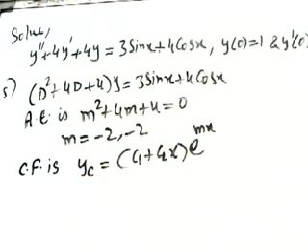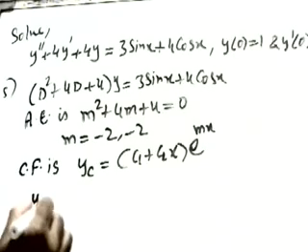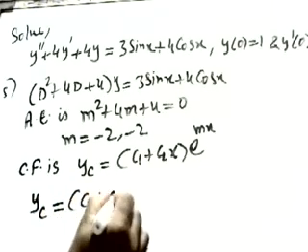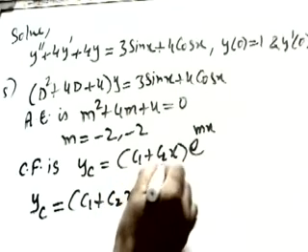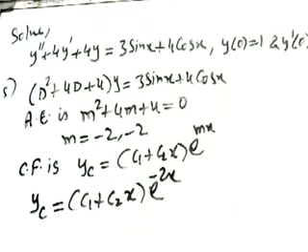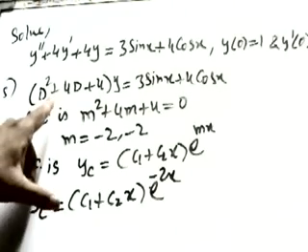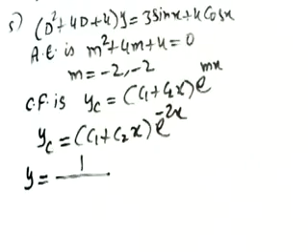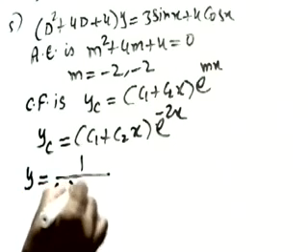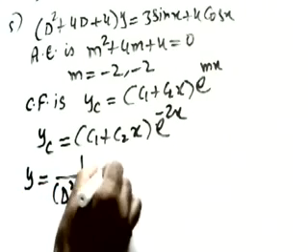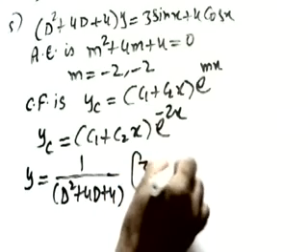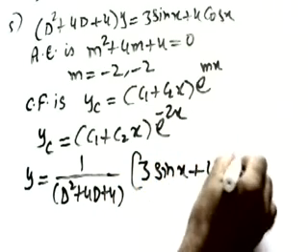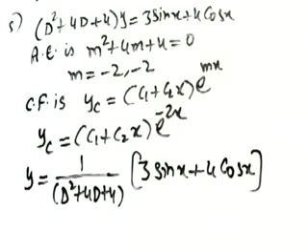So let me substitute the value of m here. m is minus 2. So we get yc as (c1 plus c2 x) e power minus 2x. So we got the complementary function. Now for the particular integral, we have to bring this D to the other side. So we write yp equals 1 divided by D squared plus 4D plus 4, into 3 sin x plus 4 cos x.